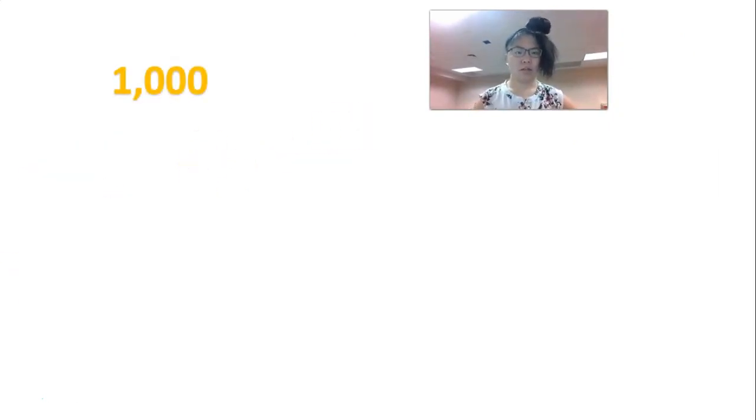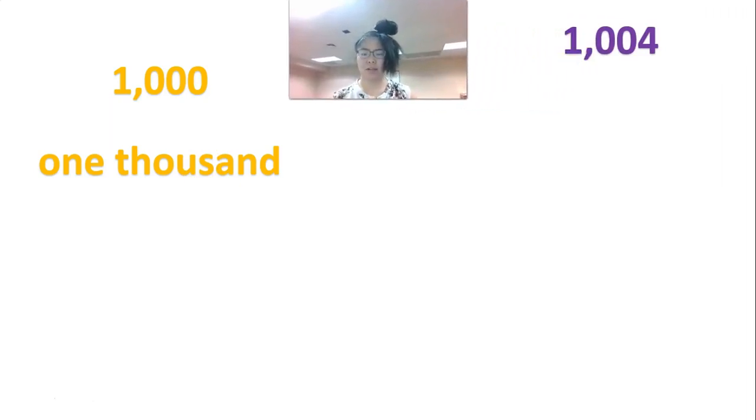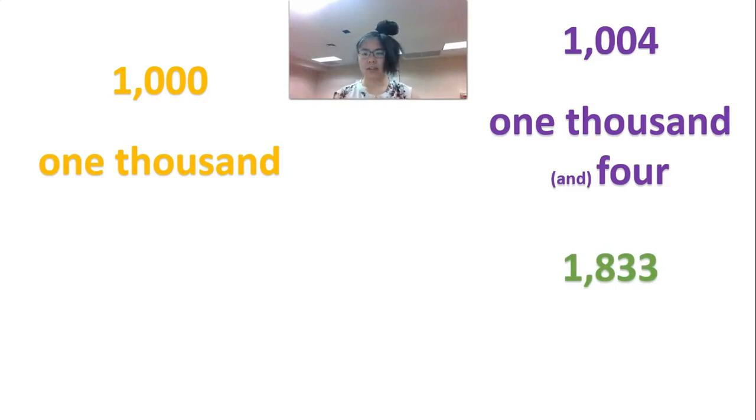What is this number? It is 100 added to itself 10 times, right? So this is 1,000. Thousand, 1,000. So how would you say this number? This is 1,004, or 1,004. Both are correct.